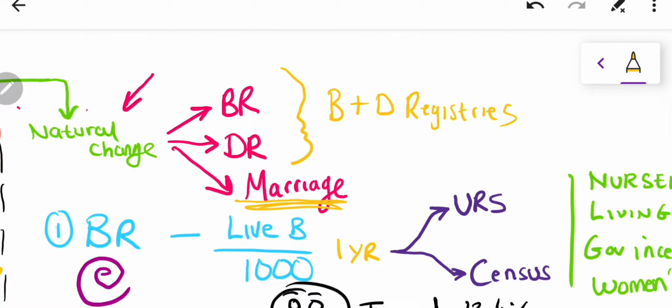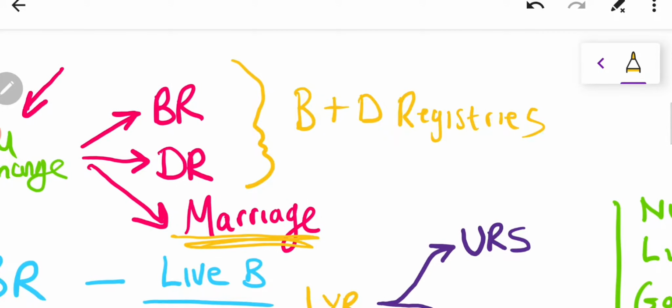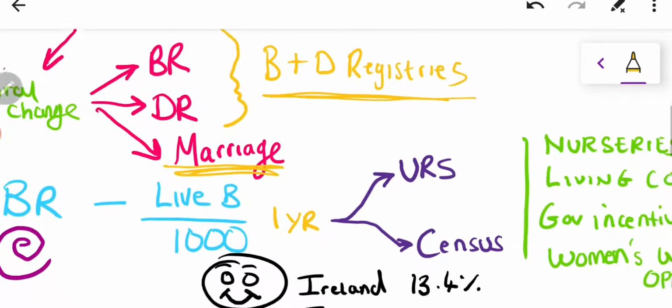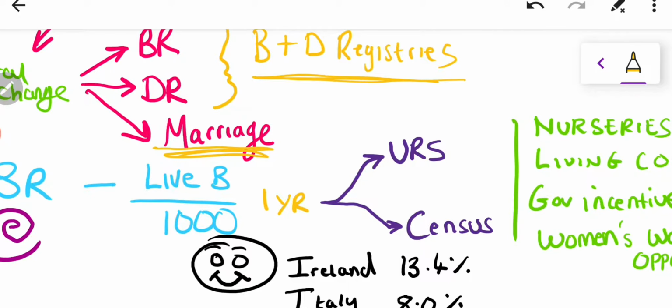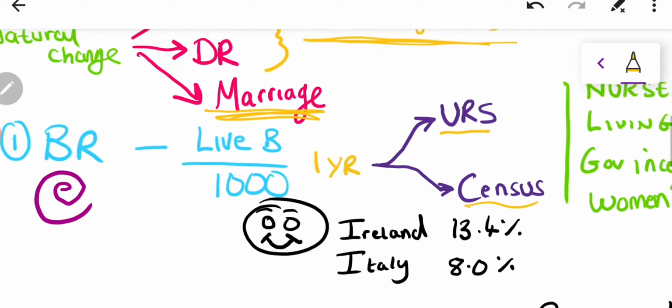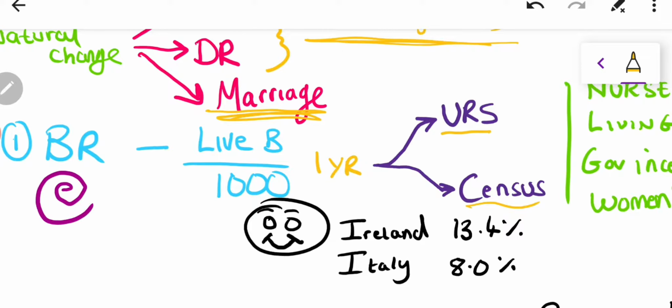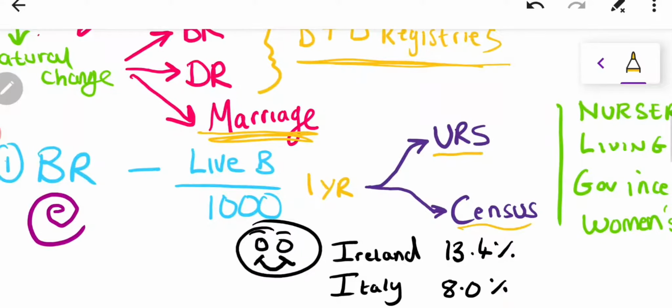Firstly, birth rate and death rate. How can we observe changes in these parameters? We have to look at registries, birth rate and death rate registries. For birth rate specifically, we can use things like URS and census. URS is like a universal registration system. Each hospital would have a kind of library of birth rates, maybe for that year or month or whatever.